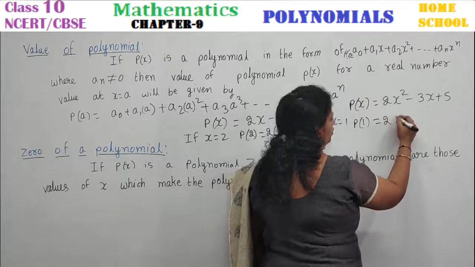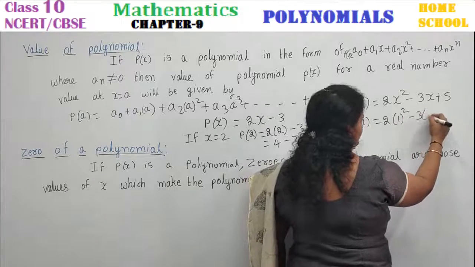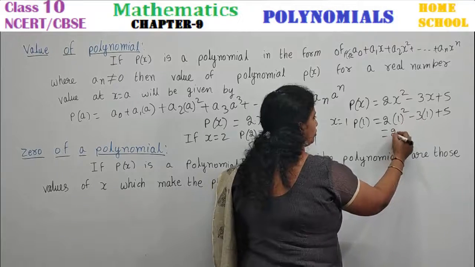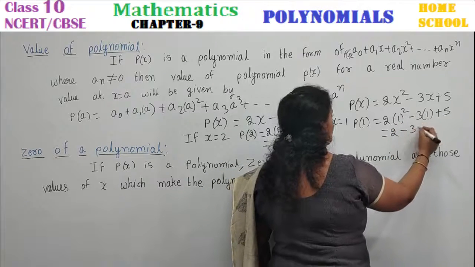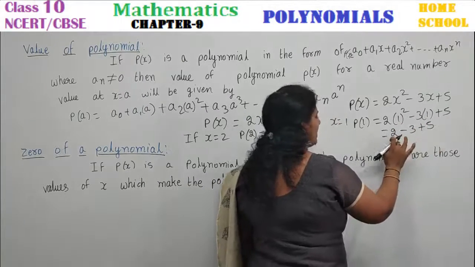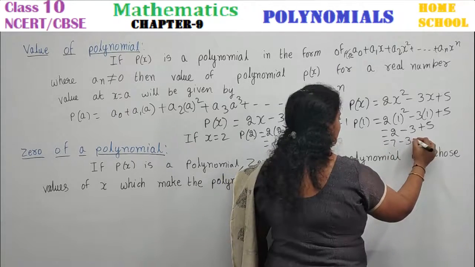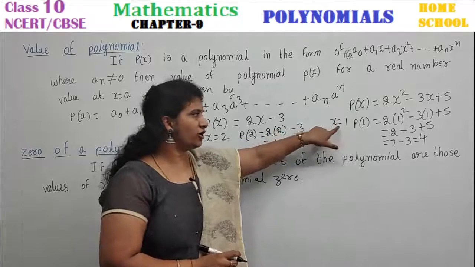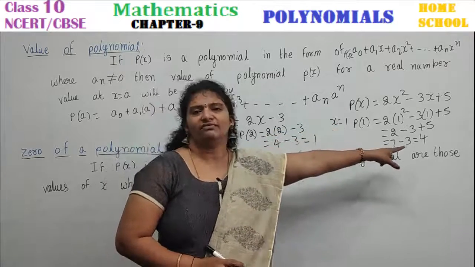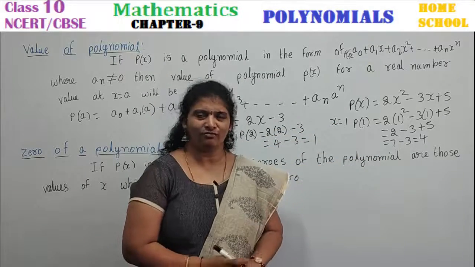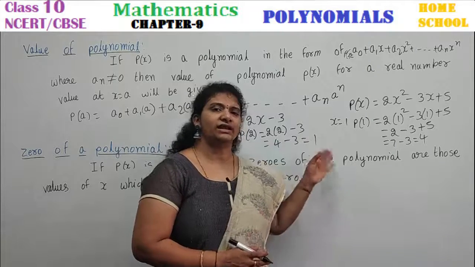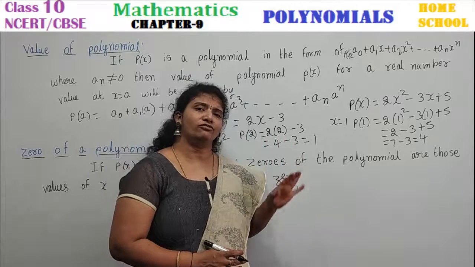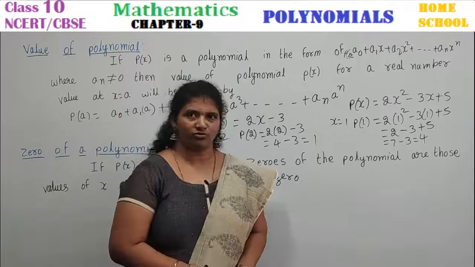P of 1 is equal to 2 into 1 whole square minus 3 into 1 plus 5. 1 ones are 1, 1 into 2 is 2, minus 3 into 1 is 3, plus 5. 5 plus 2 is 7, 7 minus 3 will be 4. What is the value of this polynomial if x is equal to 1? That will be 4. This is the way we need to calculate the value, and already in our 9th standard we have done the value of polynomials and zeros of polynomials also.